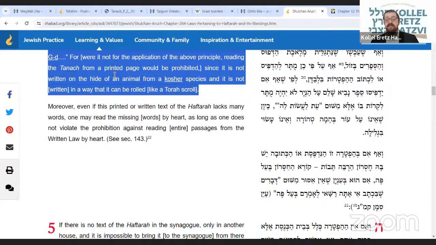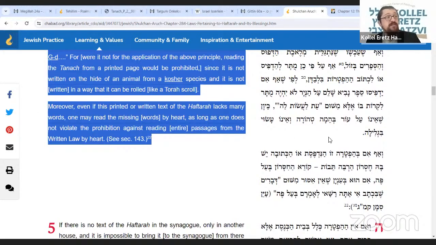And if you're missing some words or letters, or if it's written wrong, because many times you have what's called a kri and a ksiv, the way it's written and the way it's pronounced. It's pronounced differently than it's written. And many of the sefer haftorahs only bring the kri. The person reading it, they don't want to confuse them. They bring merely the kri, the way it is read out loud, without the ksiv, the way it is written. So it's missing a word.